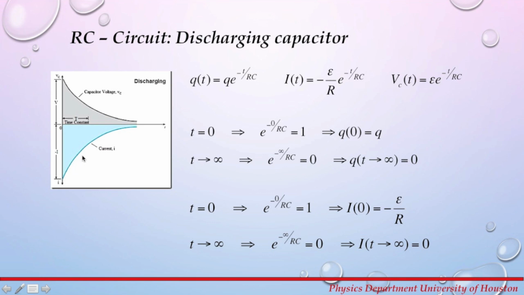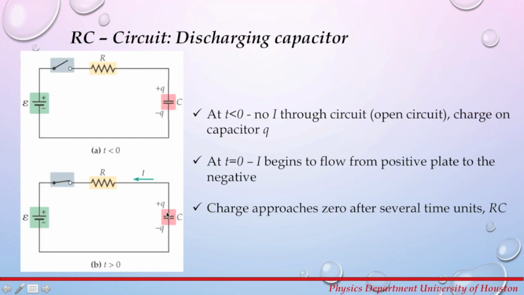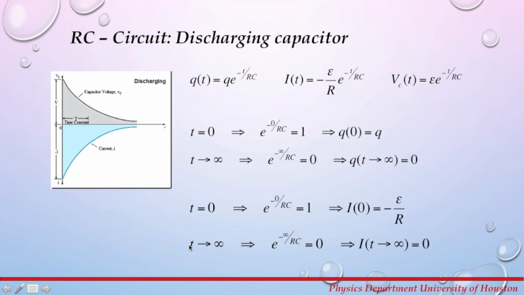The current will behave this way. At time equals 0, the current will be equal to negative epsilon over R. The reason for this is that the current is flowing from the positive capacitor plate to the negative capacitor plate. And after a really long time, the current in the circuit will go down to 0.